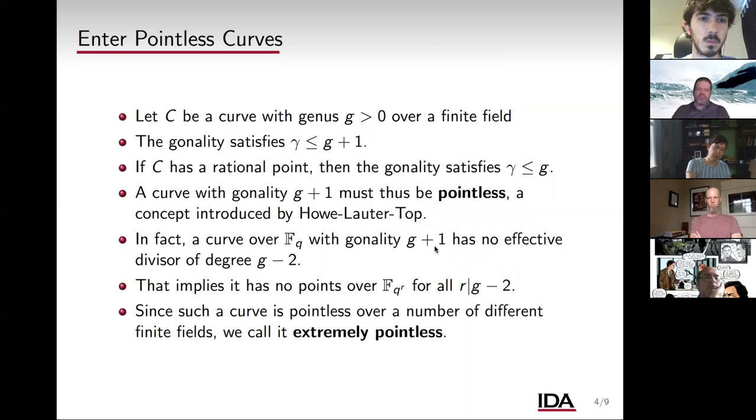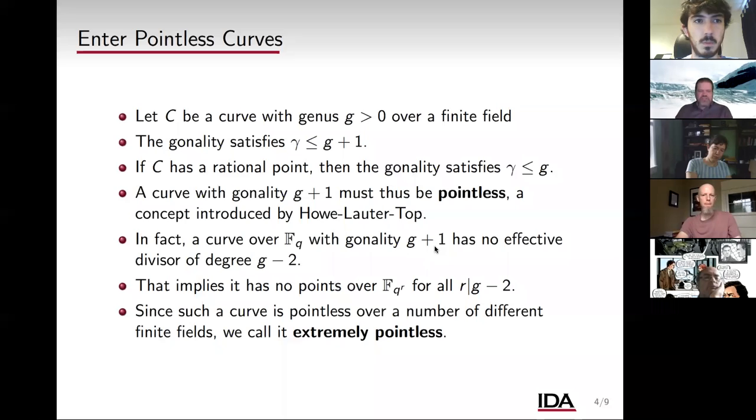over a finite field. The upper bound is G plus 1, but it's almost always G, because if the curve has a rational point, then the gonality can't be G plus 1. It has to be G or lower, and therefore we refer to a curve without any rational points as a pointless curve. And Howe, Lauder, and Top wrote a paper that introduced this concept and explored it.